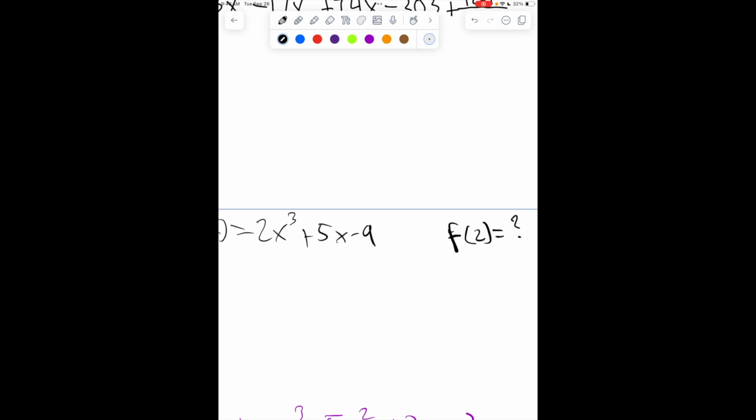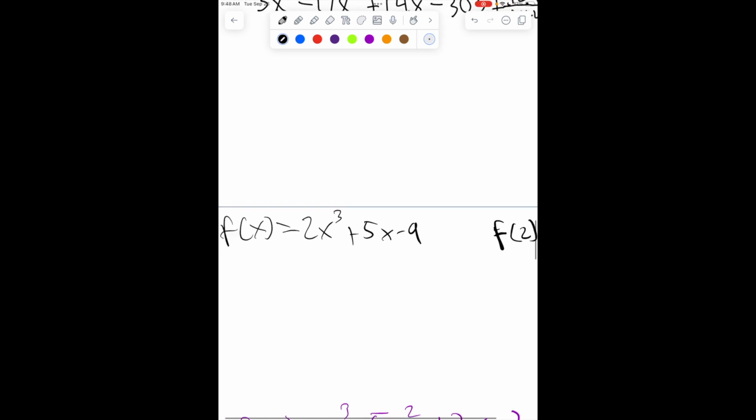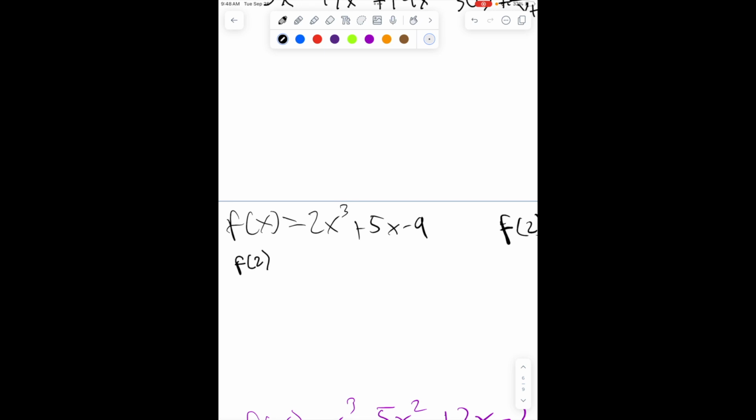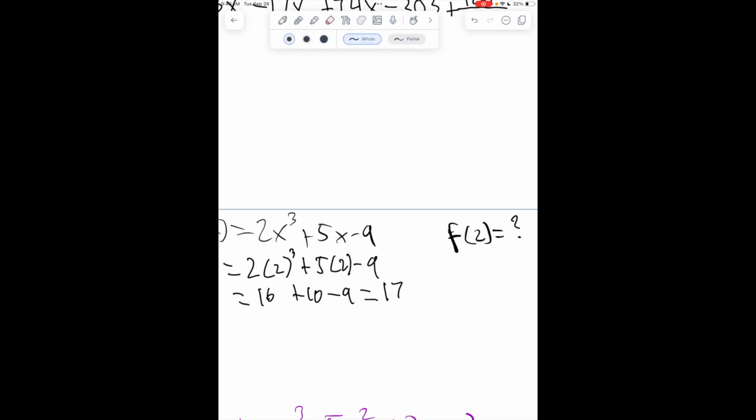So let's check our work. If I plug in f of 2 here, every time I see an x, I'm going to plug in a 2. This one we can do by hand. 2 times 2 times 2 is 8, times 2 is 16, plus 10 minus 9, 26 minus 9, gives me 17. So f of 2 equals 17.